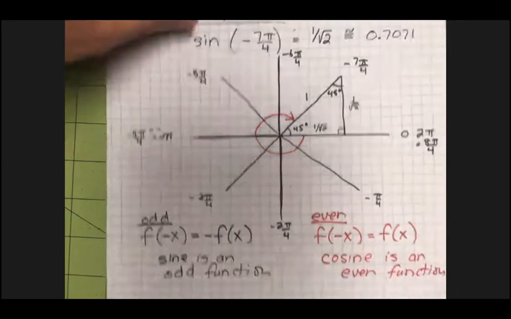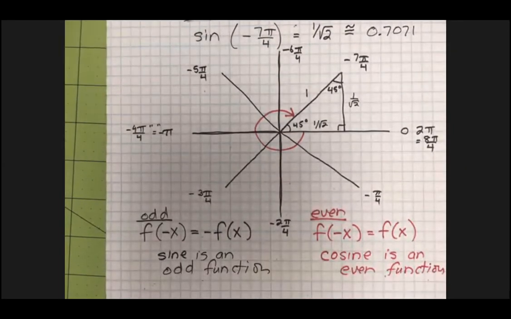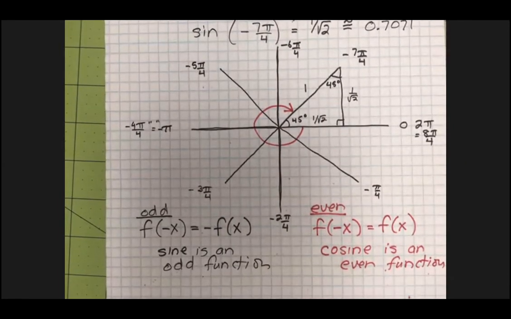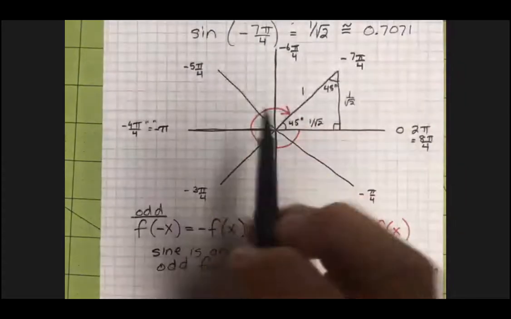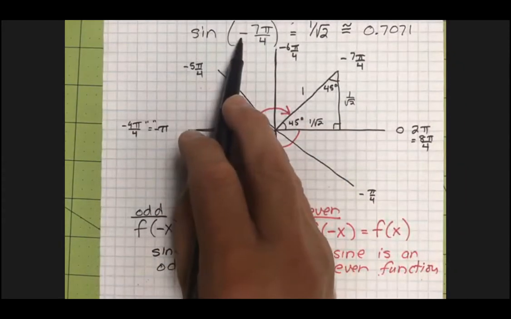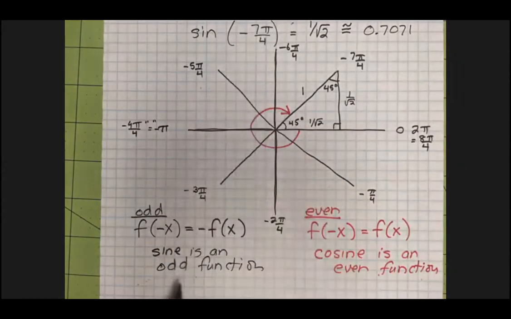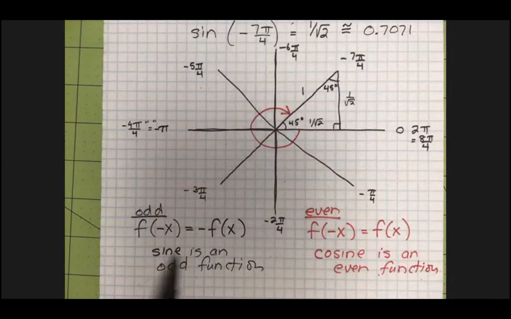I keep doing that with paper. Apologize. Let me move my book out of the way. So, how could I do the sine of minus 7 pi over 4 using this identity that sine is an odd function? So I could write sine of minus 7 pi over 4 apparently as minus sine of 7 pi over 4.